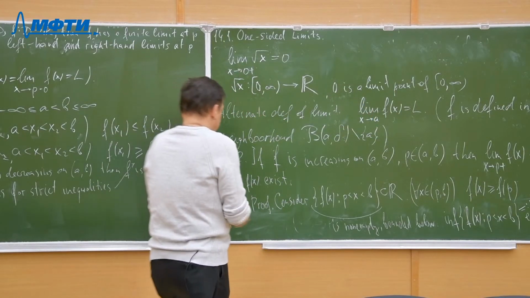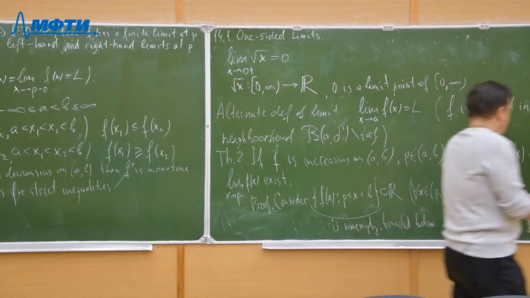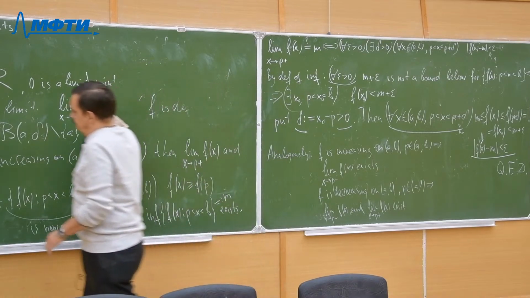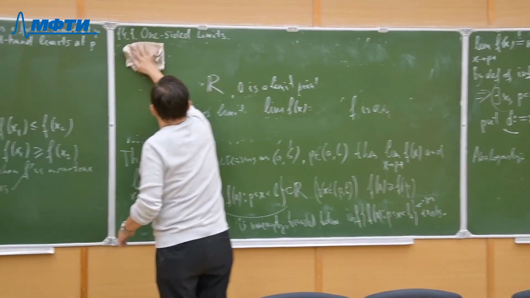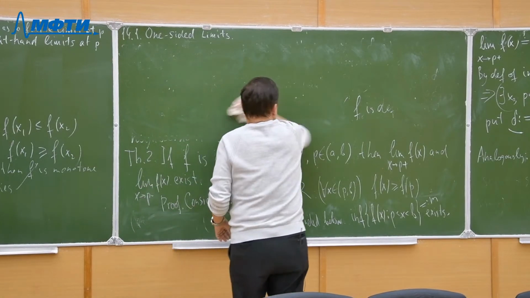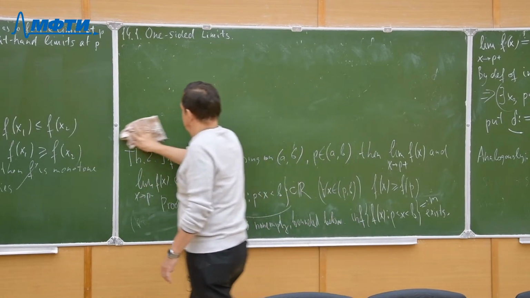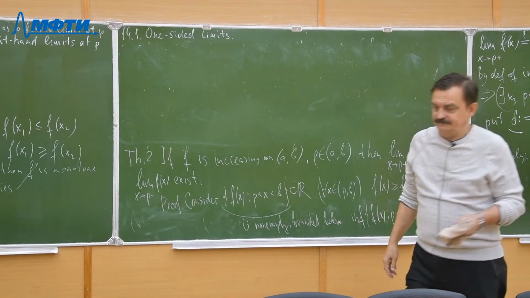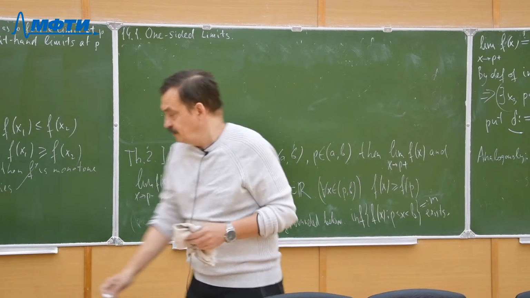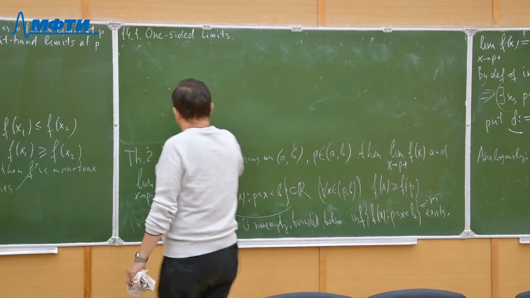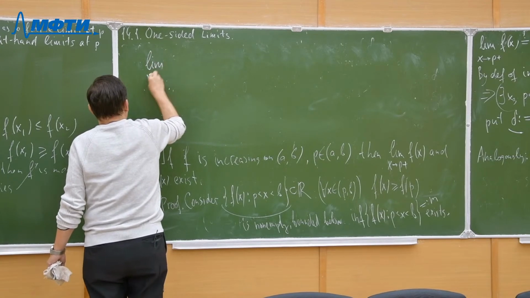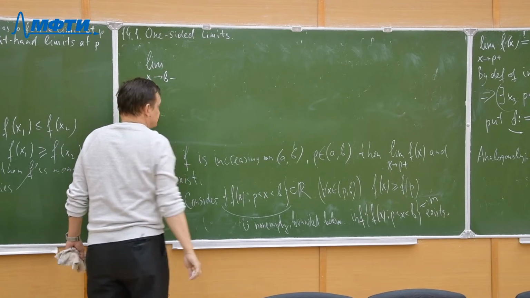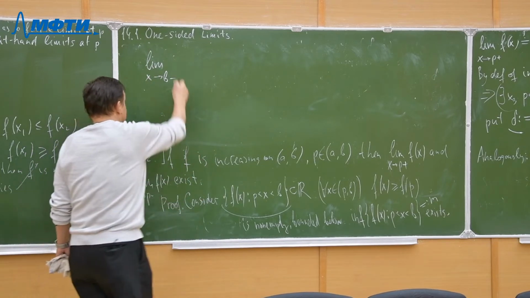Okay, let's continue. And now it's natural to consider the case of the ends of the interval. So what about the limit as x tends to b minus of f of x?